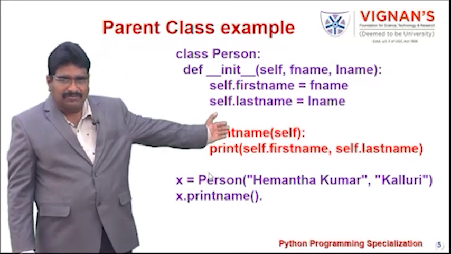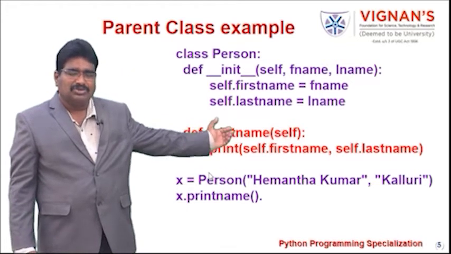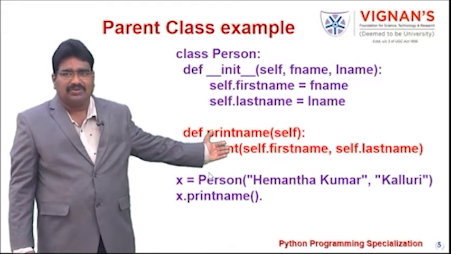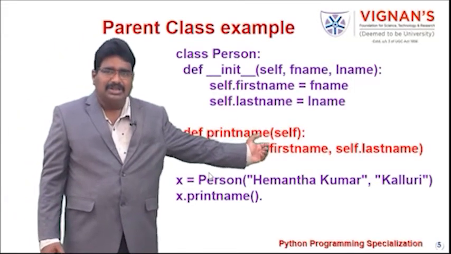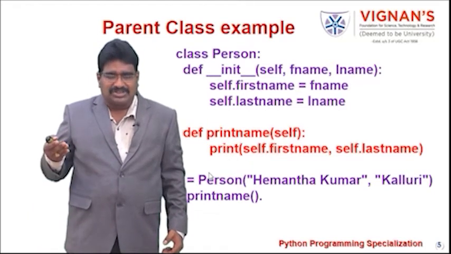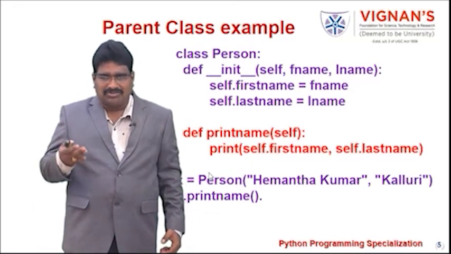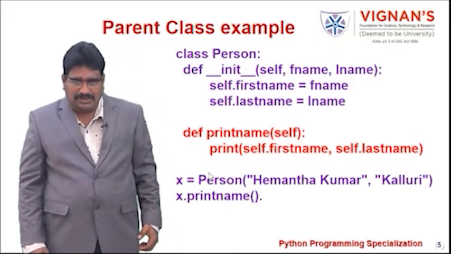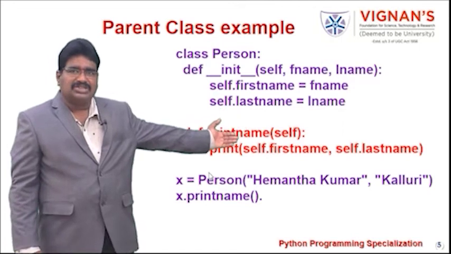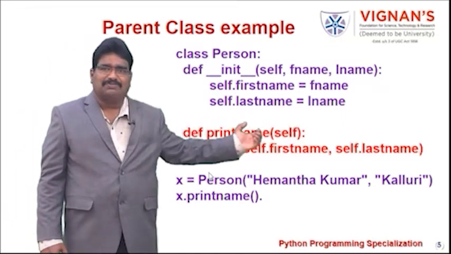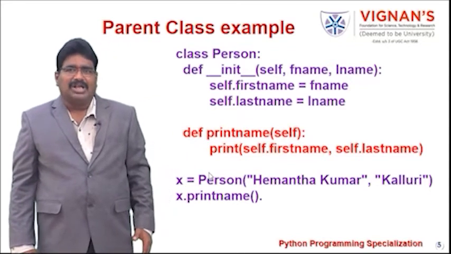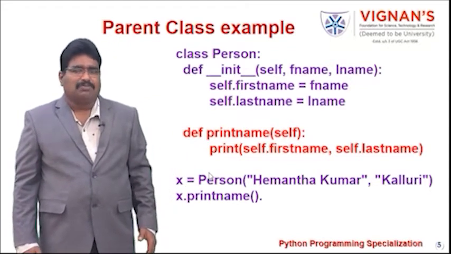Now we define one method, its name is print name. In Python, whenever we need to define a method, we use def as the keyword, and the method name is print name. The purpose of print name is to display the first name and last name of the particular person, that is, the entire name of the person. For that reason, we use the statement print(self.first name, self.last name). It simply displays the information existing in the first name and last name attributes of the particular object.